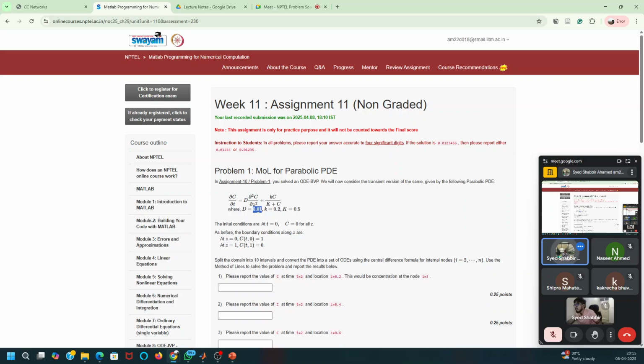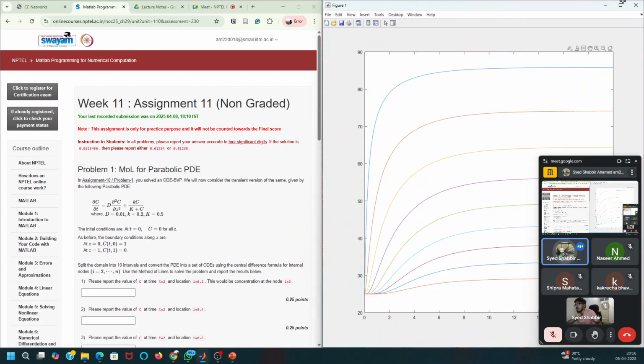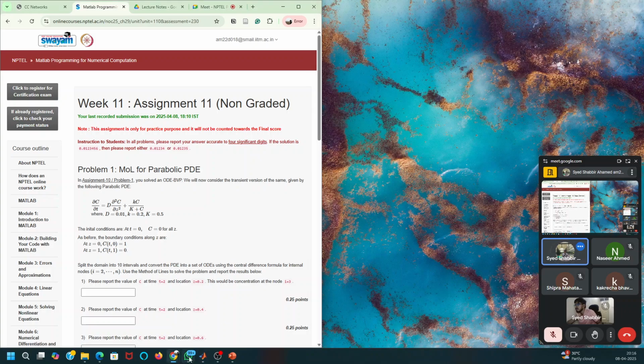We have to solve this problem using this equation which is given. So D is some parameter, K is some parameter, and capital K is some parameter. We have to solve for C. The initial condition here is... I'll just take my code which we have written.